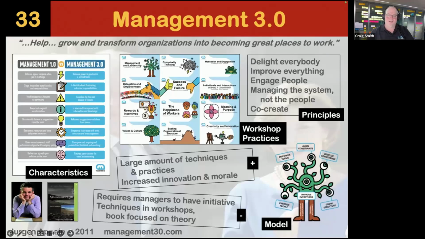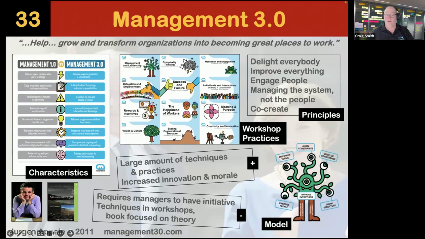So the workshop practices you can get from the website, but a lot of different techniques and practices just about how you can start to make where you're working a better place to work and be a facilitator as a leader. So you can see the principles up in the top right-hand corner. Some interesting stuff there. The schools of management are really evolving, particularly over the last few years.